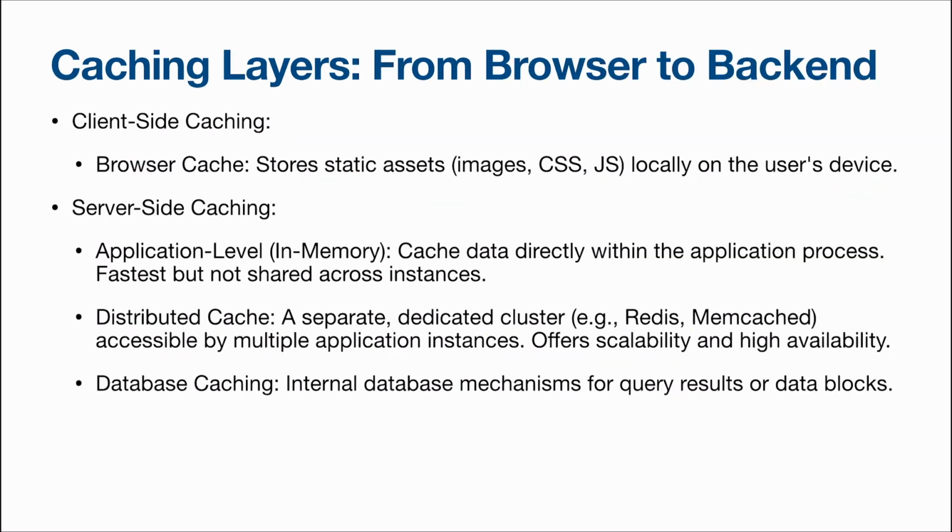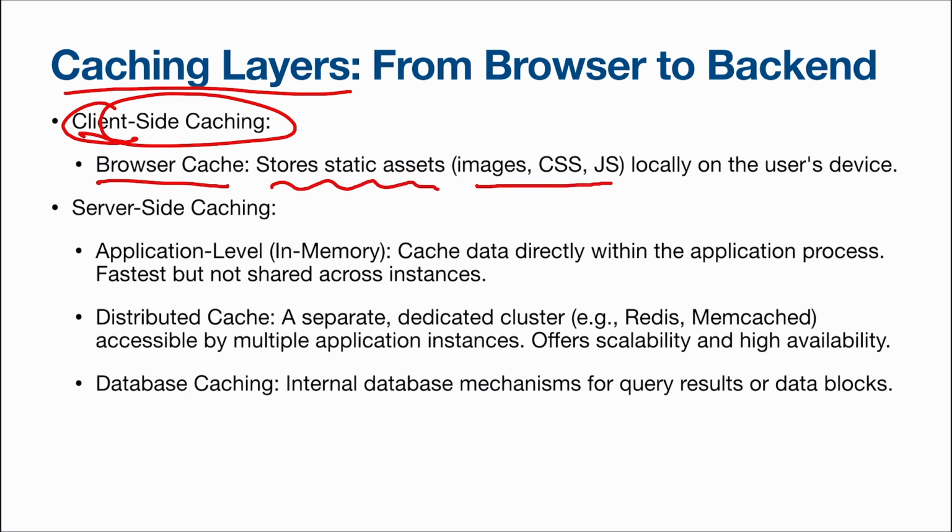Let's briefly talk about where caching is implemented. First, client-side caching. For example, your web application is accessed by a browser. In that case, browser-side caching makes sense, and it stores static assets like images, CSS, JS locally on the user's device. When you visit a website for the first time, it might load slower, but on subsequent visits, the website resources load faster, and that is all due to browser-side caching.